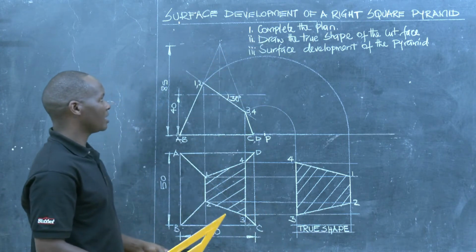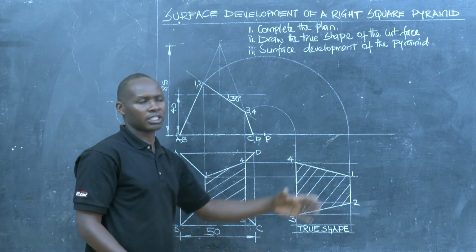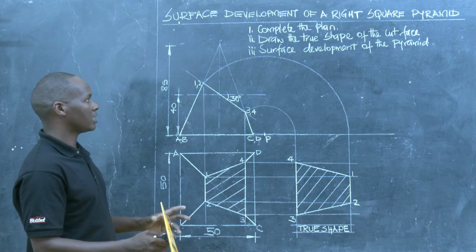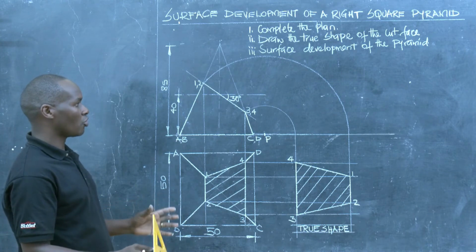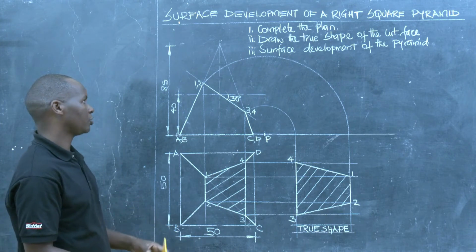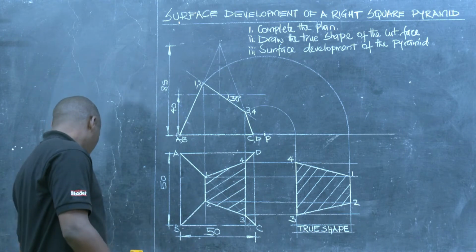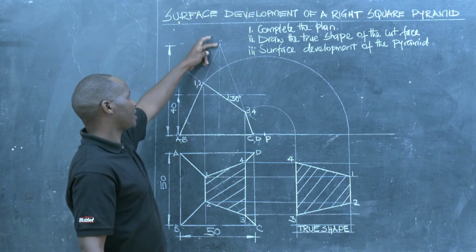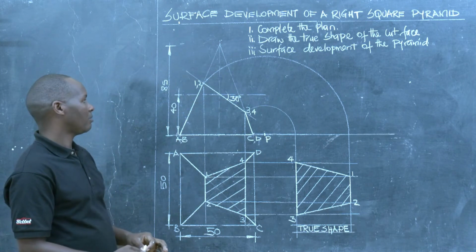Therefore, we move to part 3, where we are supposed now to come up with the surface development of the truncated pyramid. So when we talk of surface development, we are basically saying that we want to open up the truncated pyramid and demonstrate all the sides for the truncated pyramid in 2 dimensions. Therefore, for us to come up with a development, we need to define the true length of the given pyramid.